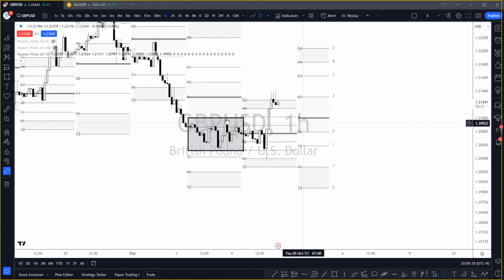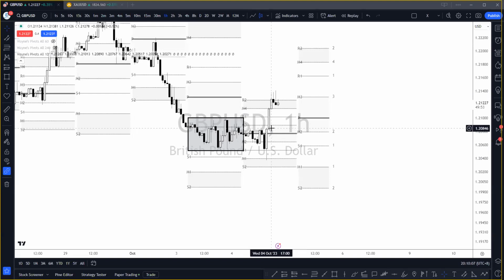Same for this scenario. Two areas that we will highlight here: M1 to S2, where if price touches this area, it will tend to move back to the pivot. And for R2, if prices touch this area, the high probability setup will be to sell back to the pivot. So that's scenario number 1.